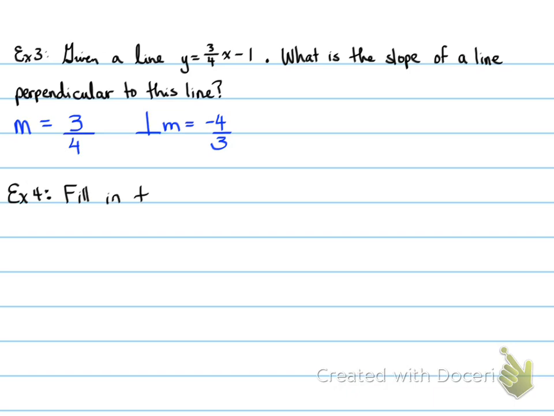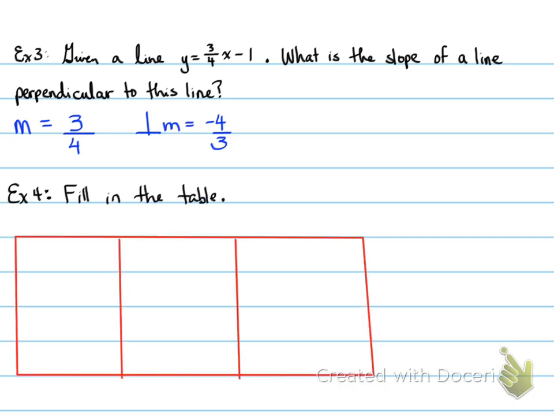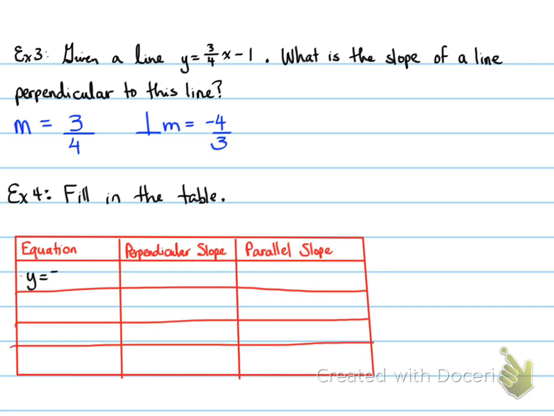Example number 4. Fill in the table. So we have a table here, folks. We're going to have an equation, and we want to find the perpendicular slope and the parallel slope. So here are a bunch of equations. Let's say I have a line y equals negative 3/2 x minus 1. What will our perpendicular slope look like? Well, I know my slope is negative 3/2. Our perpendicular m is going to equal positive 2/3.